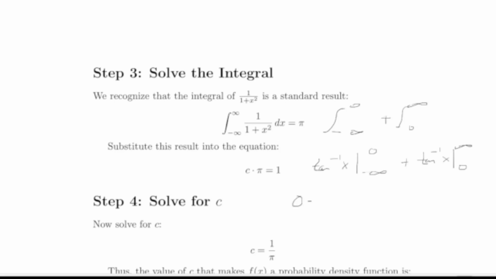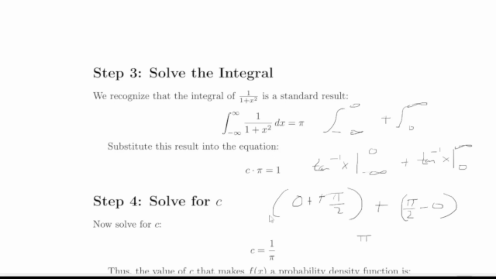And then as x approaches negative infinity, inverse tangent of x approaches negative pi over 2. And now as x approaches positive infinity, inverse tangent of x approaches pi over 2. And we plug in 0, we get 0. So the two negatives here are going to make a positive. Pi over 2 plus pi over 2 is just going to equal pi. So that's why this integral is equal to pi.